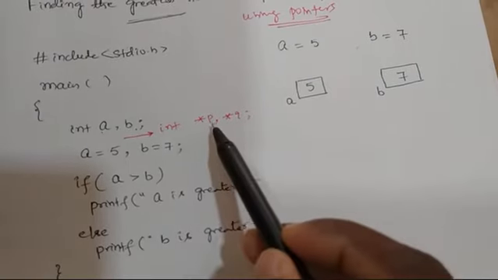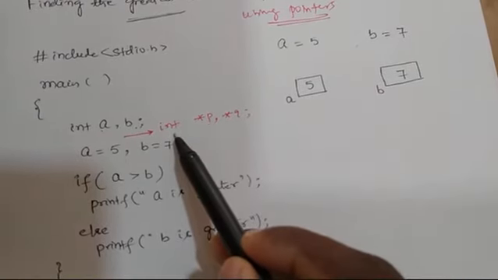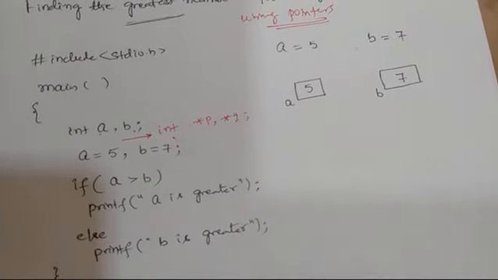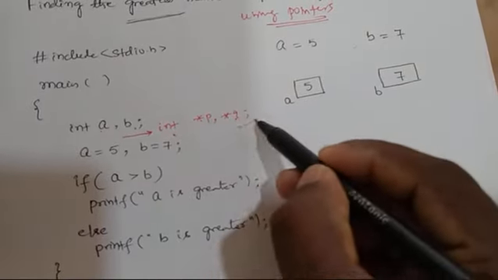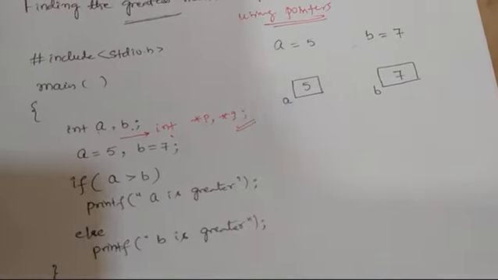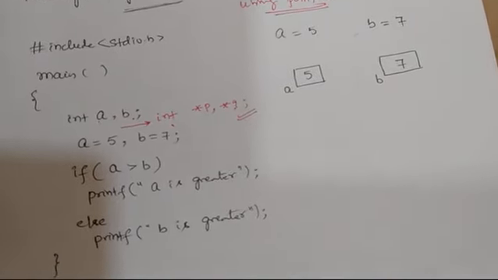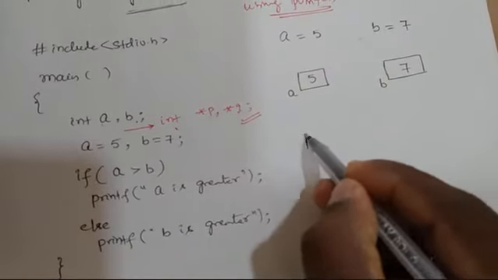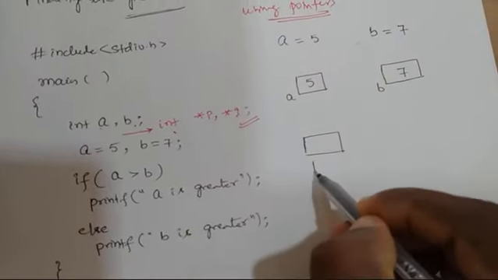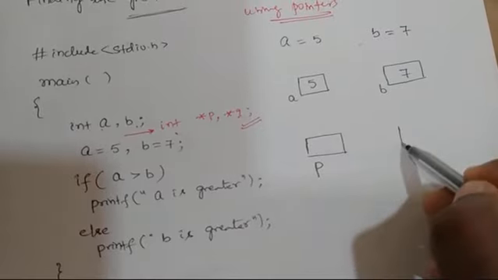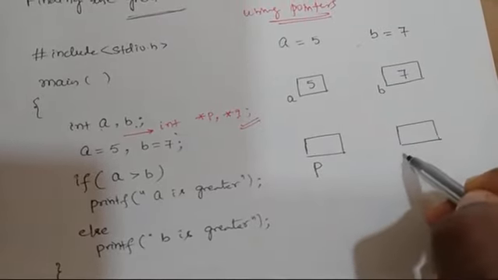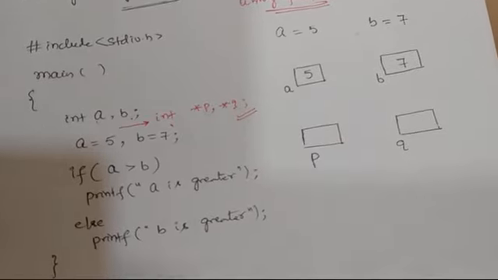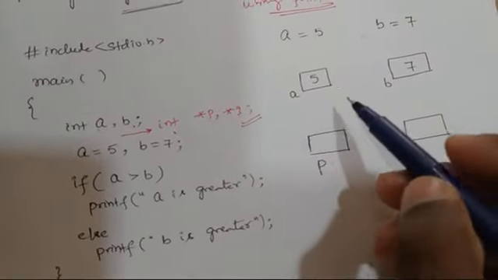Okay, how to read this? P is a pointer variable which is of integer type. Q is also a pointer variable which is of what? Integer type. After declaring the pointers, what is the scenario? Scenario will be like this. Whenever we declare the pointers, then what will happen? P will be one variable, Q is another variable.